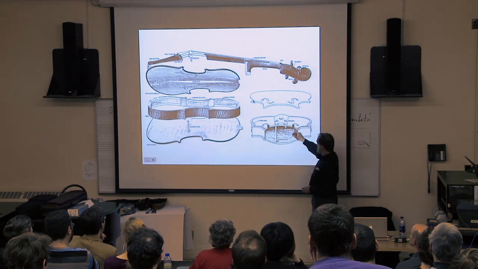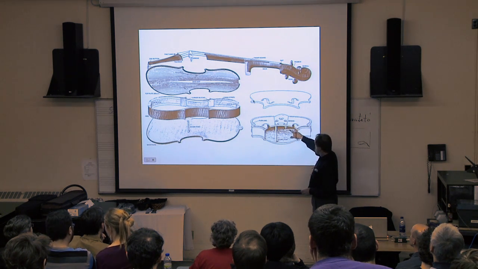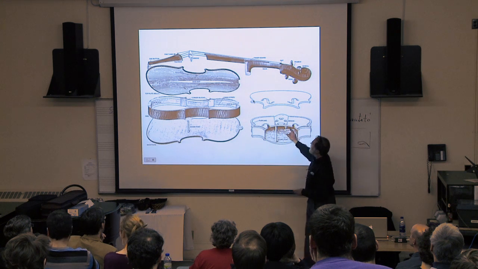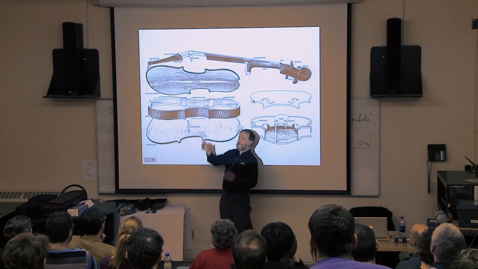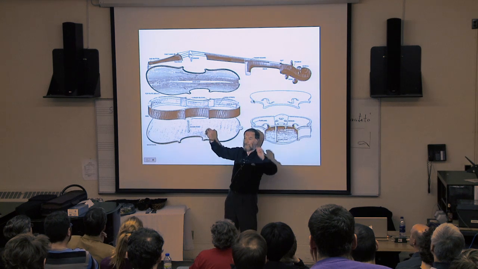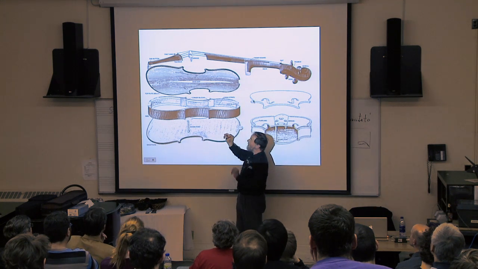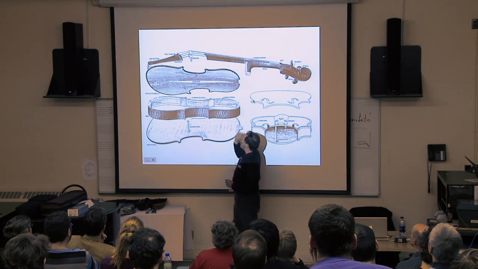But underneath the bridge, underneath one foot, there's a kind of strut called the bass bar. Here you see it. It doesn't run all the way from end to end. It's about three quarters of the length and sort of tapers away. Makers worry a lot about the exact shape of it. So there's a kind of reinforcement bar there.